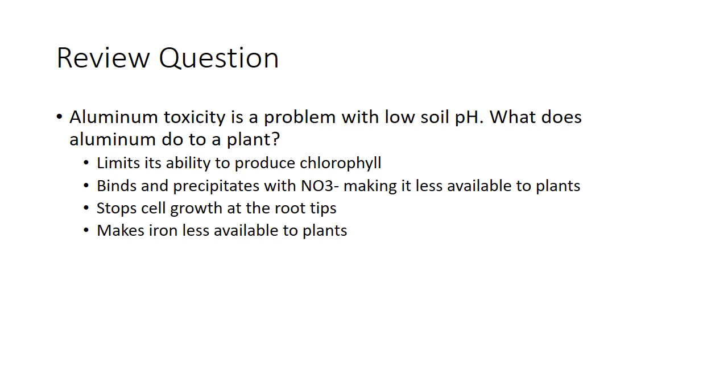All right, I have a review question and then a discussion question. So, review question: aluminum toxicity is a problem with low soil pH. What does aluminum do to a plant? Your options are: limits the ability to produce chlorophyll, binds and precipitates nitrate, making it less available to plants, stops cell growth at the root tips, or makes iron less available to plants. The correct answer is aluminum stops cell growth at the root tips, and as a result stunts the root systems of our plants.